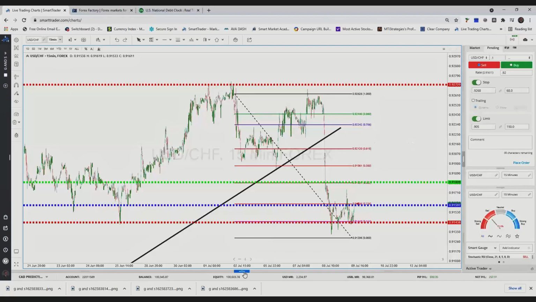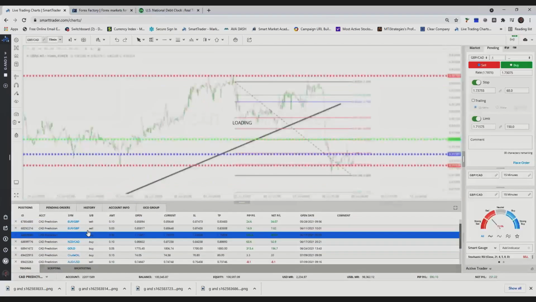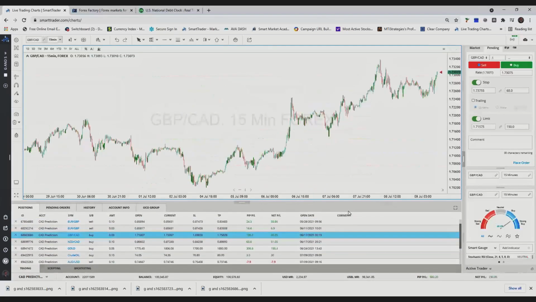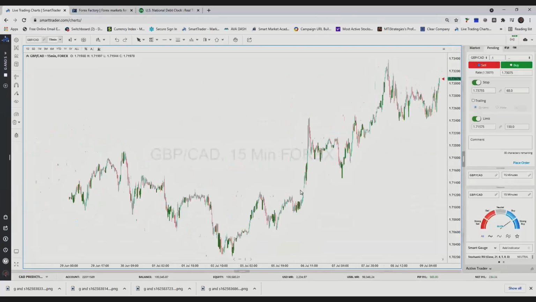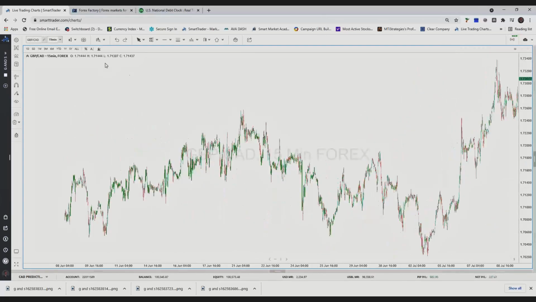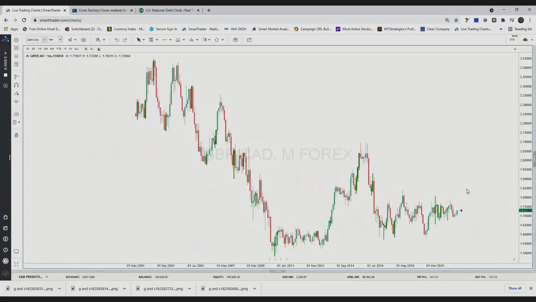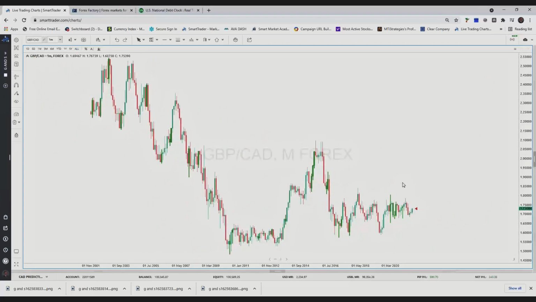Pound CAD, I think we're already long in. But let's go ahead and pull it up. And it seems to be going well. We're up 127 pips right now. We've been in this one for a while. Let's go to the all-time frame here. I think this one has serious legs. I think we're about to break out of this range.